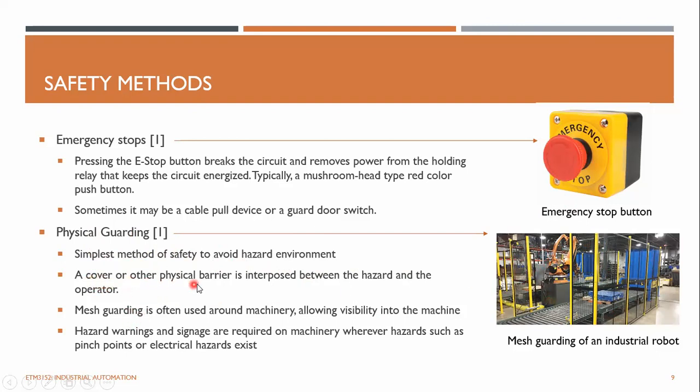So it provides a physical barrier between the hazard and the operator. The machine operates here, and the operator is sitting here, so there's a barrier with the fence. The most common approach is mesh guarding. It's often used around machinery, allowing visibility into the machine. And hazard warnings and signage are required on machinery whenever hazards such as pinch points or electrical hazards exist. So you have to keep displaying these symbols in your process.